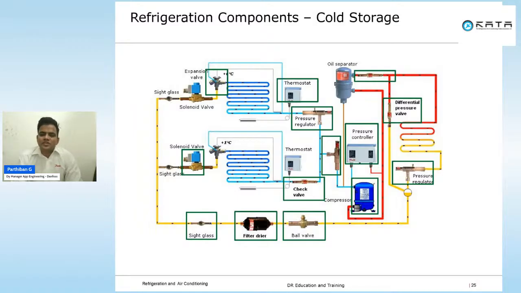We use a compressor, then a condenser coil, then an expansion valve, thermostatic expansion valve or electronic expansion valve, then an evaporator coil. Solenoid valves will be used, sight glass, filter dryer, ball valve, pressure switch, pressure regulator valves, then oil separator. All those components are manufactured by Danfoss, so we supply these components.